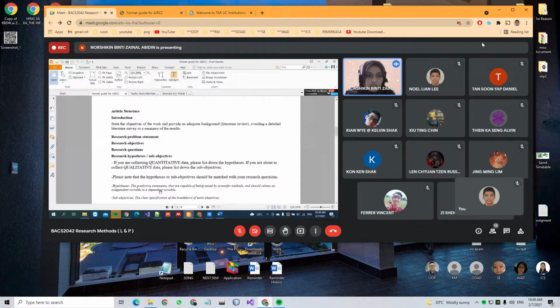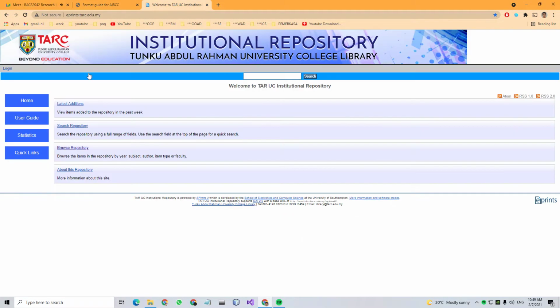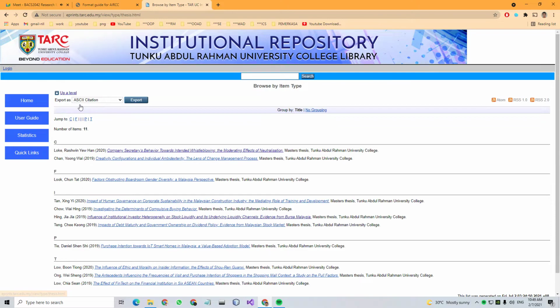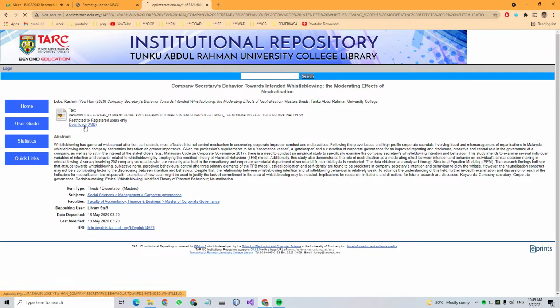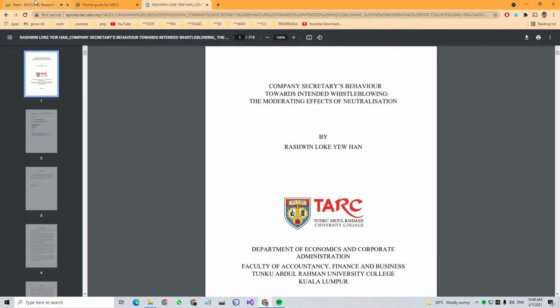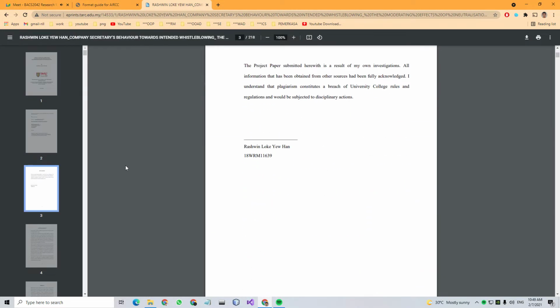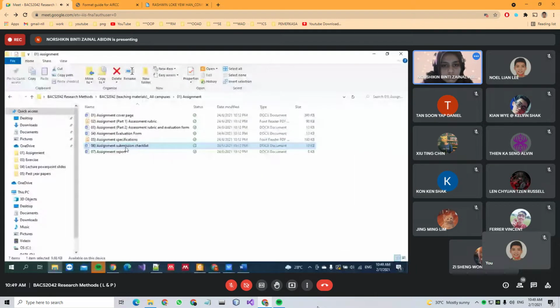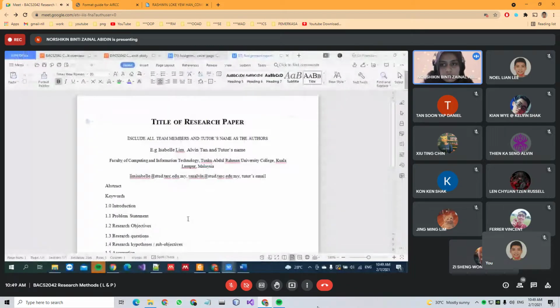So for today, we already learned about the problem statement, objective, research question, hypothesis, and materials and methods. So basically you can use the checklist for the assignment report. I think you can edit this part and change it to your research.